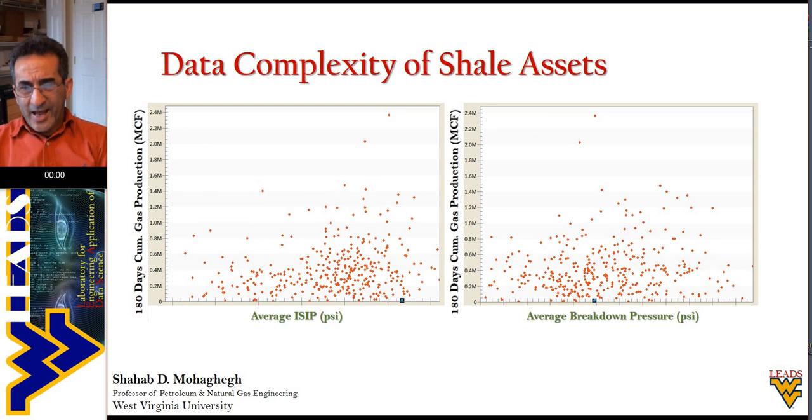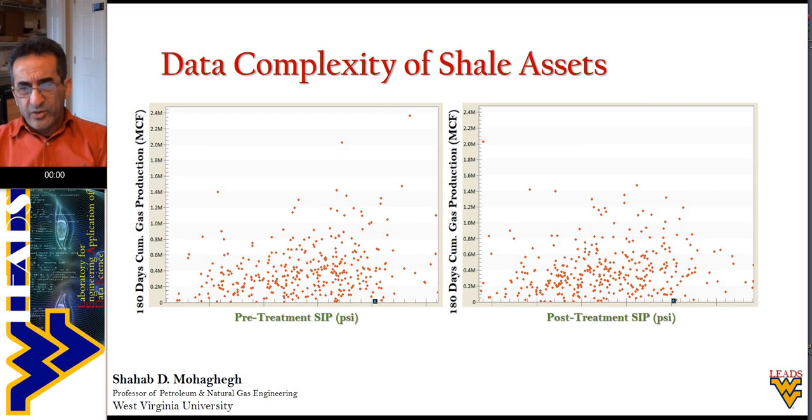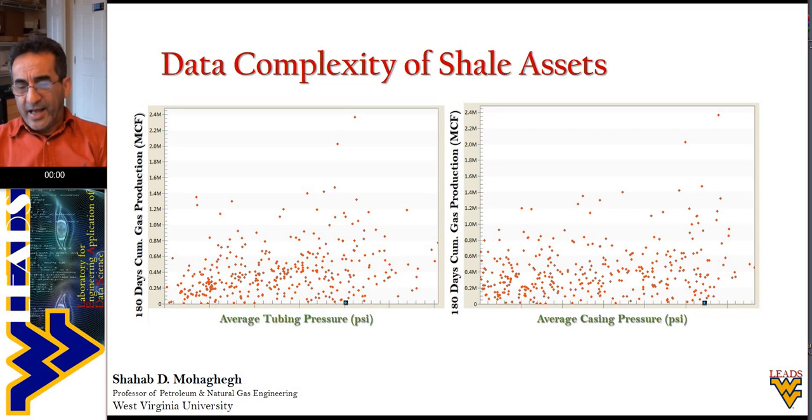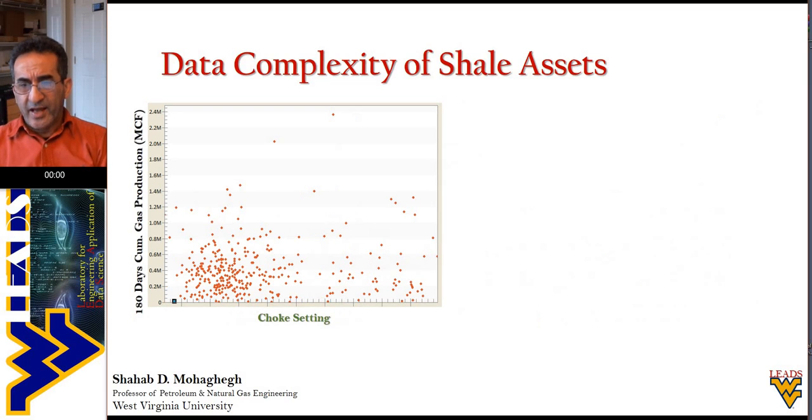Now we're looking at things such as ISIP and breakdown pressure. Here we're looking at pre-treatment ISIP and post-treatment ISIP and average frac gradient. And finally, we are looking at operational conditions such as average tubing pressure for that 180 days and average casing pressure. And finally, the choke setting for these 355 wells.